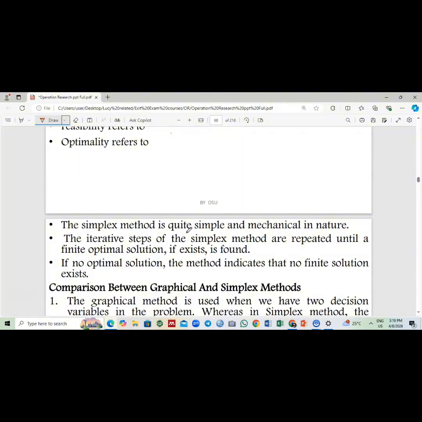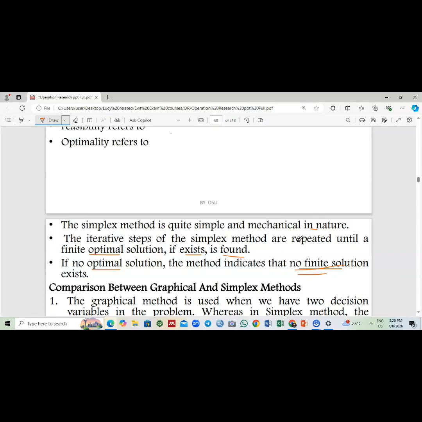Therefore, the simplex method is quite simple and mechanical in nature, and the iterative steps for the simplex method are repeated until the finite optimal solution is found. From the basic feasible solution, we keep processing toward the optimal solution. If there is no optimal solution, the method indicates that no finite solution exists. Sometimes we may lack an optimal solution. We have a feasible solution but we may lack an optimal solution. At that time we say no finite solution, or a no finite solution problem, and we can move past that problem.